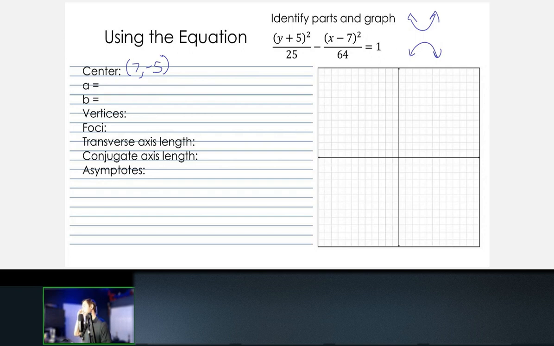All right. What is my a value? My a value is 5. Yeah. So just like ellipses, we have to square root it. So I'm just going to write 5 squared there and then 8 squared here. Remember, the a value is always first, the b value is always second when talking about hyperbolas. So yeah, very good. So a is 5, which means b is 8.